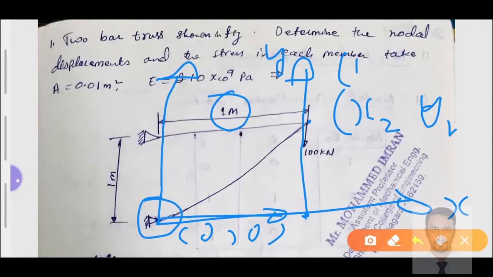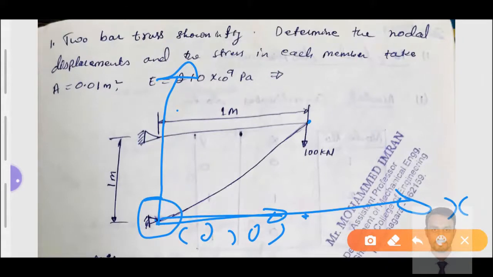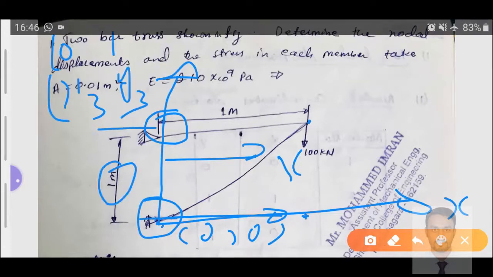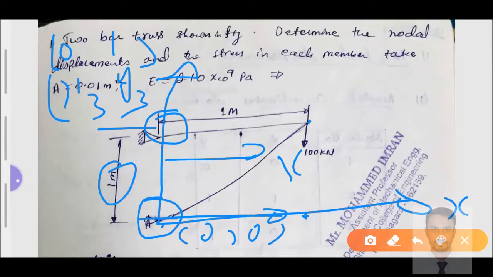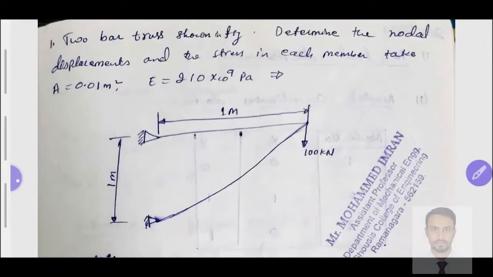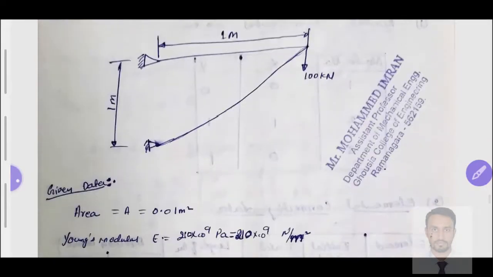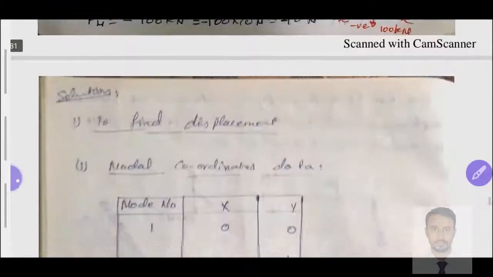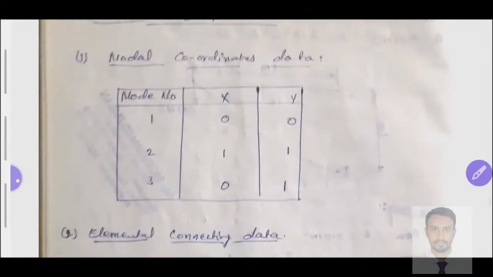Similarly, the next node is this one. This node, from the origin, has not shifted along the x direction, so x3 is equal to 0. Y3, what is the value? Y3 is away from the origin by 1 meter, so 0 comma 1. If we know these characteristics, how we are representing this bar element, then it is possible to represent the nodal data in this nodal coordinate data.